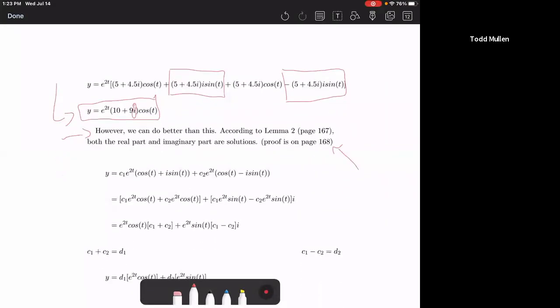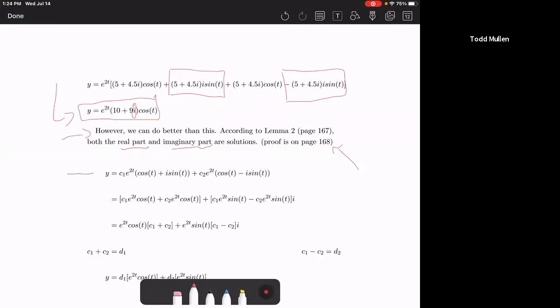So y is equal to c1 e to the 2t, so on. This is from before. We're just going to simplify. And by simplify, I mean carry through these multiplications. So since the real part and the imaginary part are both solutions, we would like to find a way to quickly say what are the real and imaginary part.